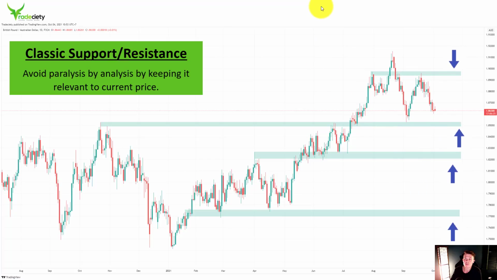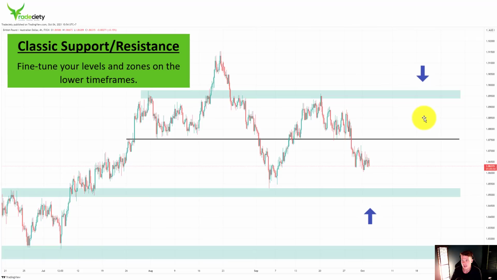Every day I mark up my levels on my charts. I come back to my higher time frames every single day. This is the daily chart. That's where I draw my support and resistance levels, and then I will drop to my lower time frames to actually find trading opportunities when the market is coming near it.